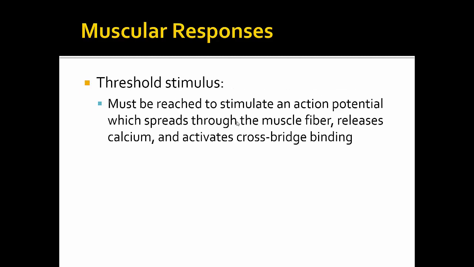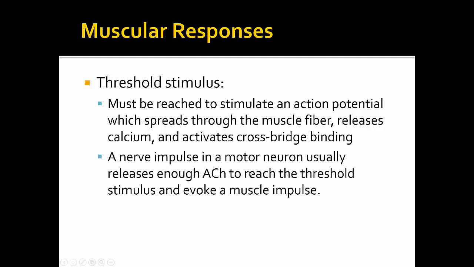So just to talk a little bit about muscular responses. Muscles have a threshold stimulus. The threshold stimulus must be reached in order to stimulate an action potential, which spreads through the muscle fiber, releasing calcium and activating the cross bridge. So the nerve impulse in the motor neuron usually releases enough acetylcholine to reach the threshold stimulus and evoke a muscle impulse. Threshold stimulus is the minimum amount of stimulation you need to actually activate the cross bridge.